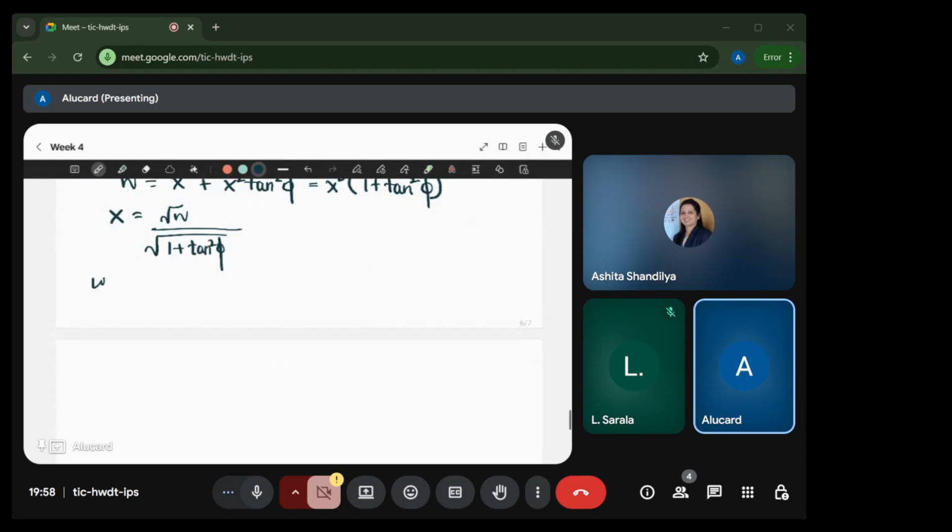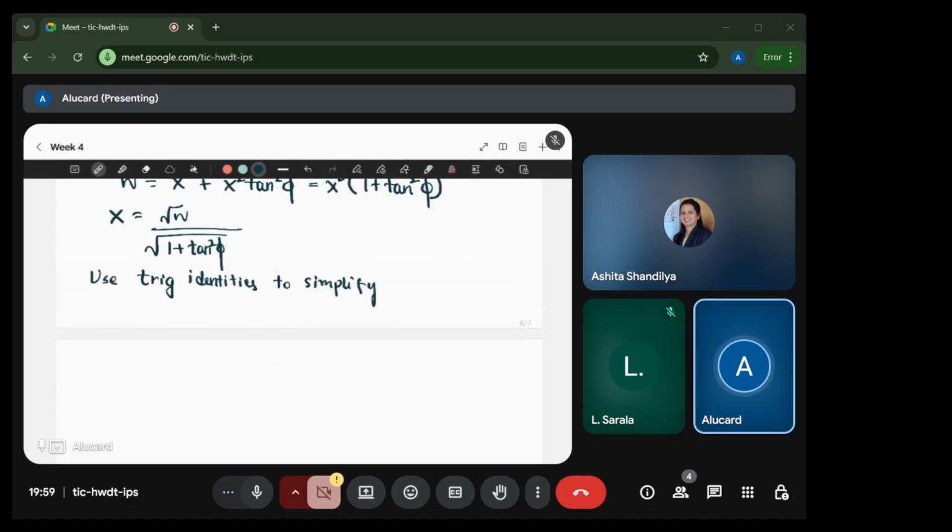Now the rest of the part I'll leave it to you. Use trig identities to simplify. So you can use a trigonometric identity to write 1 plus tan square phi in terms of sine or cos.